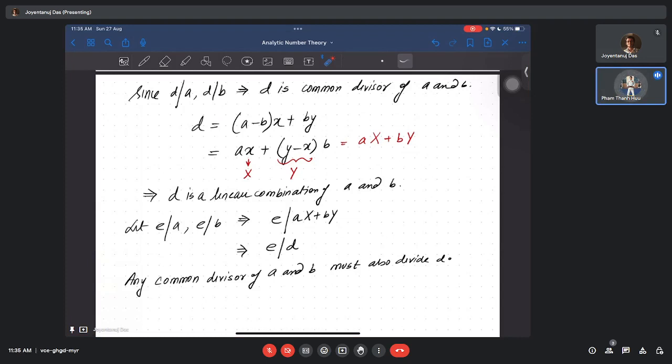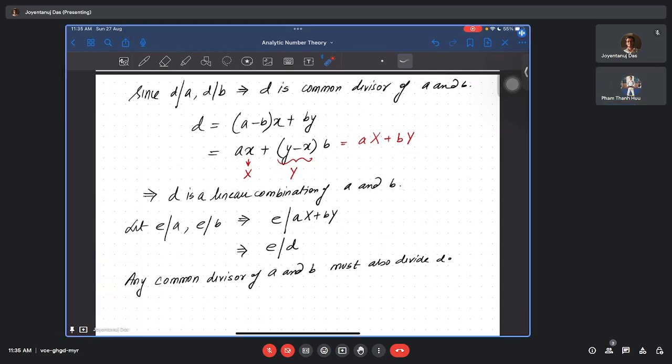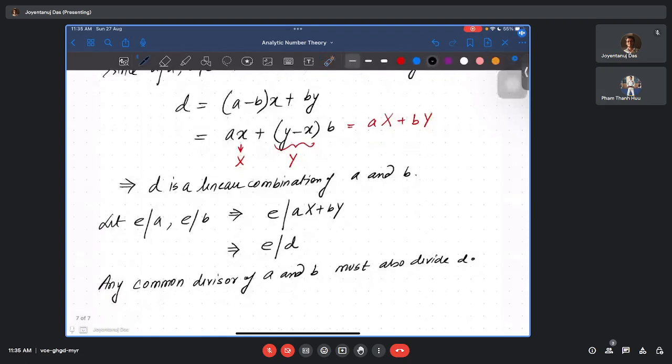But in the theorem we just say there exists some X and Y. How can we map the X and Y above to below? No, no. Actually, yes, I understand what you're saying. So here, what you can do is, let me write down a few more steps.